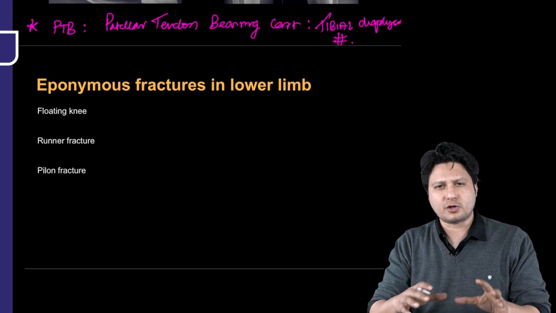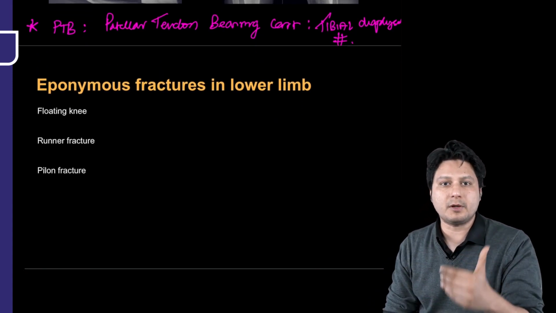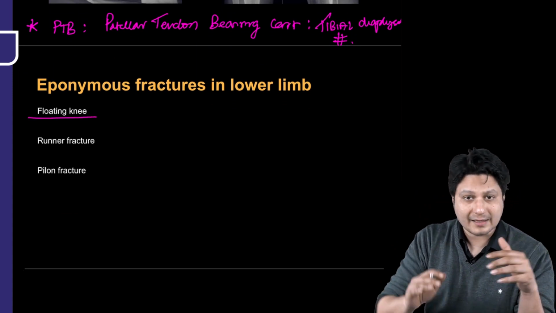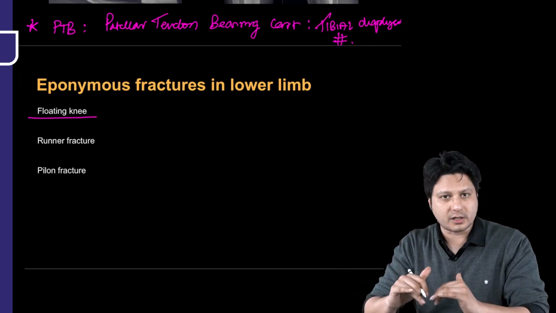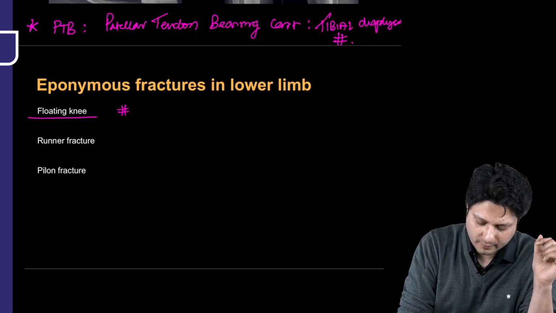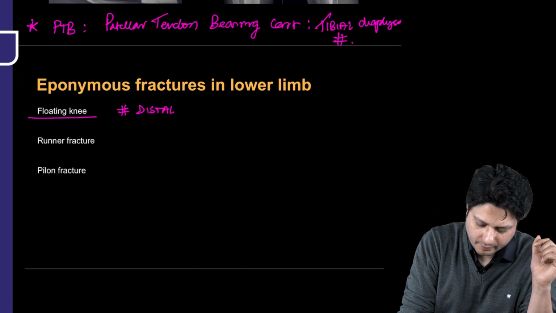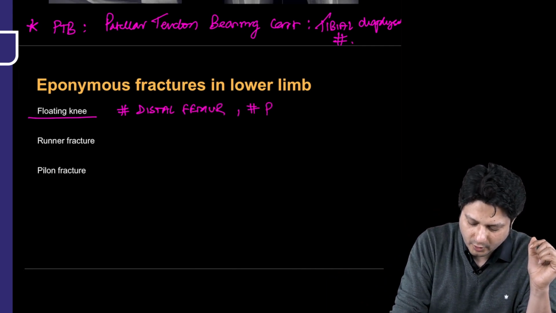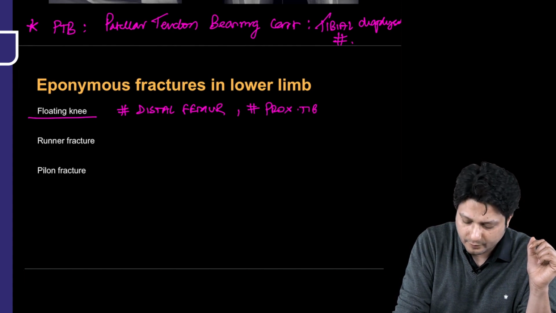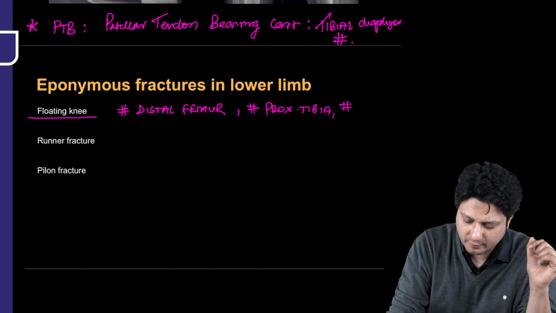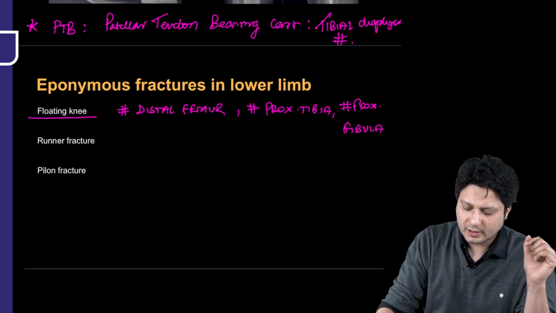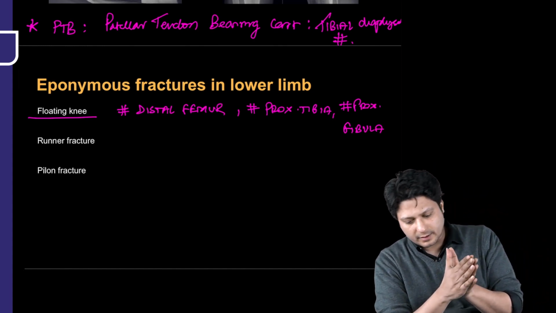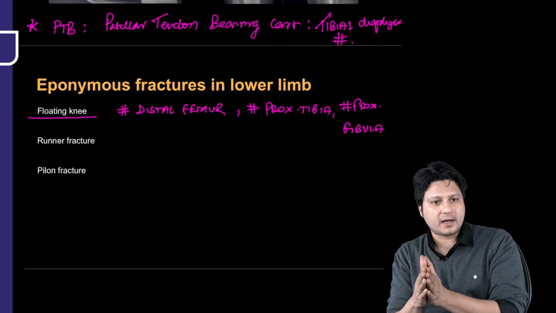All right, let's have a discussion on some of the eponymous fractures, that means named fractures, in the lower limb. Floating knee, as the name indicates, floating means there will be a loss of continuity with the proximal and the distal part. So there has to be a fracture of the distal femur, a fracture of the proximal tibia, and a fracture of the proximal fibula.